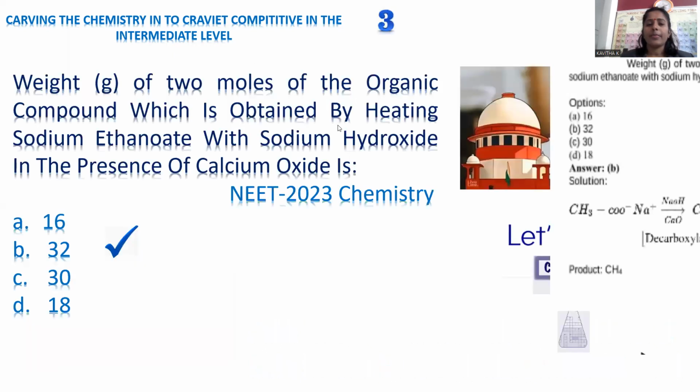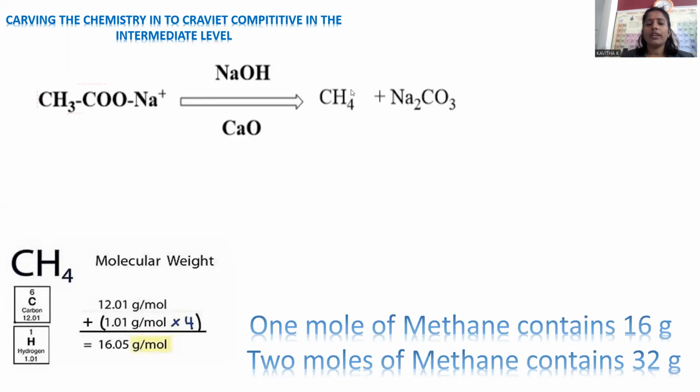In this, the organic compound has 2 moles. So here methane is the organic part, and this is the inorganic part. So this organic part generated, whose molecular weight: carbon contributes 12 grams per mole, and each hydrogen is accompanied with 1 gram per mole. 1 gram is multiplied with 4, so that 4 is contributed for 4 hydrogens. Total molecular weight of methane will be 16.05.